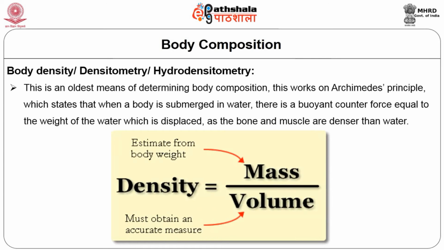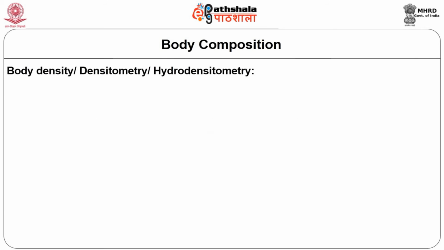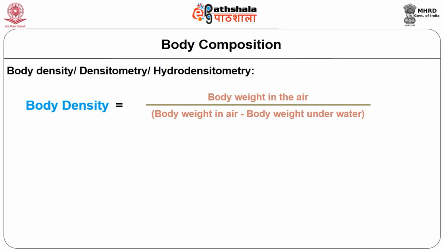This is the oldest means of determining body composition, which works on Archimedes' principle, which states that when a body is submerged in water, there is a buoyant counter force equivalent to the weight of the water which is displaced, as the bone and muscle are denser than water. The formula applied is: body density is equal to body weight in air divided by body weight in air minus body weight under water.